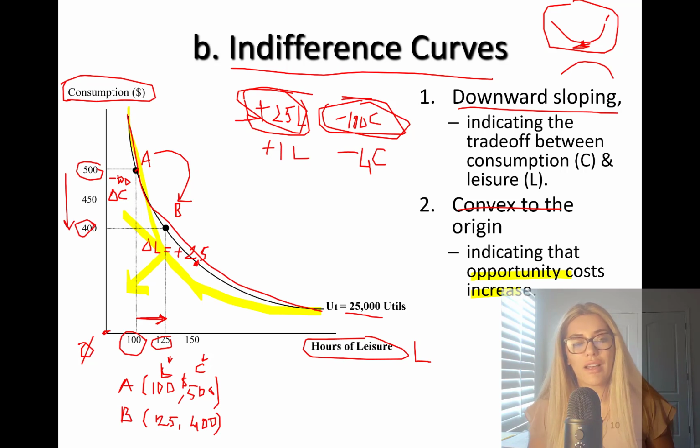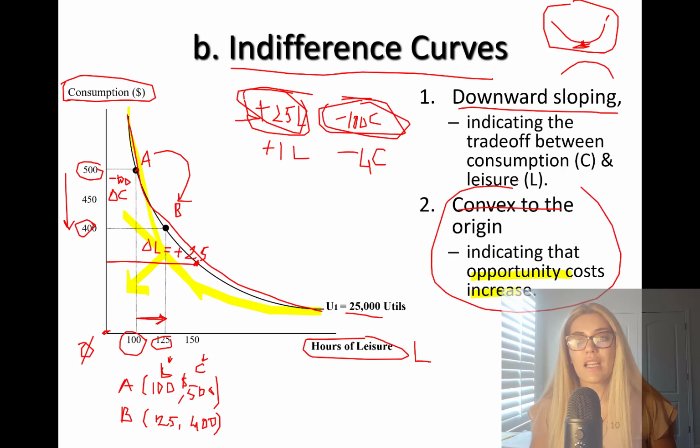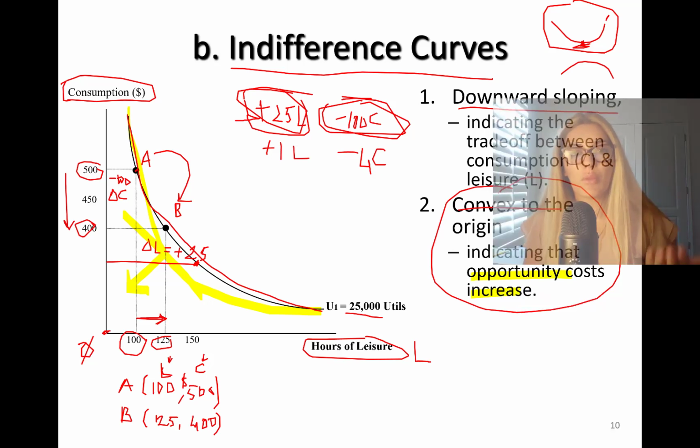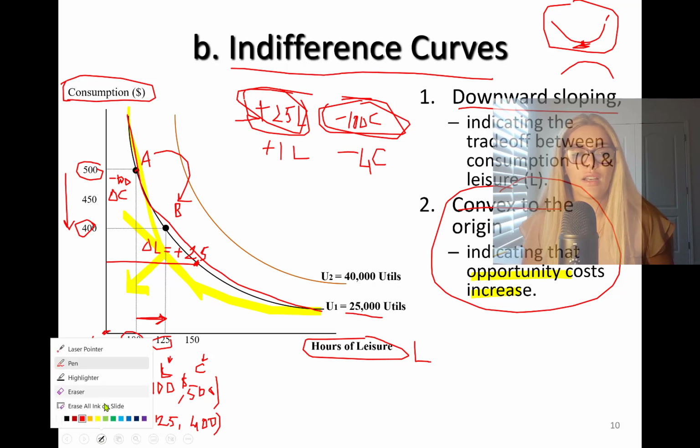So if I want to go ahead and increase my leisure by another 25, then I'm going to have to give up a higher rate of consumption. Okay? So I want you to understand, opportunity cost increase means the more of a good you consume, in order to keep consuming more of that, you need to give up larger quantities of the other good.